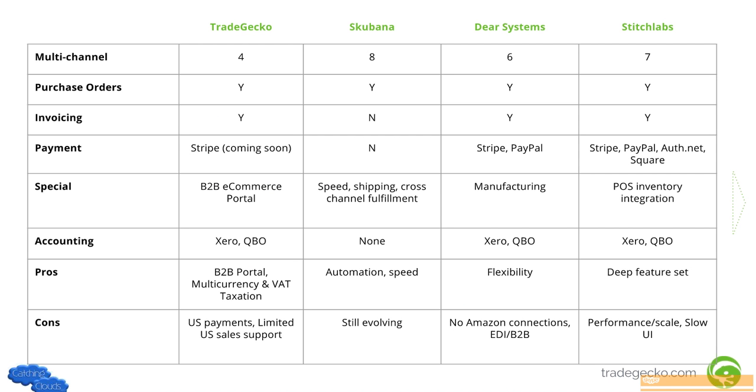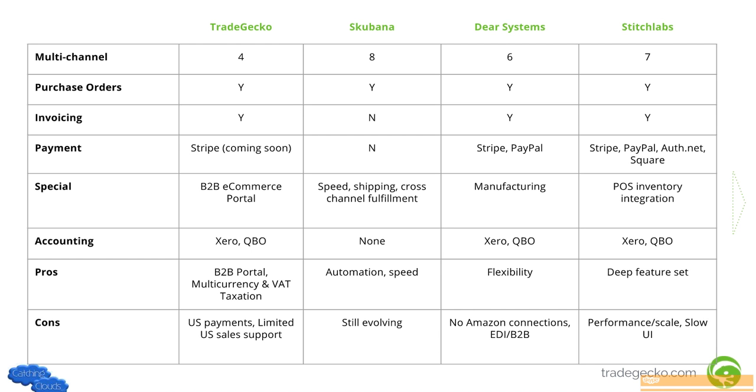So here's a comparison matrix of some of the key features and kind of an example of how you'd want to go about starting to compare some of these solutions. And when I talk about multi-channel, it's the number of sales channels, not every possible integration they have. So whether they're integrating with Amazon, eBay, Shopify, BigCommerce, Magento, WooCommerce.